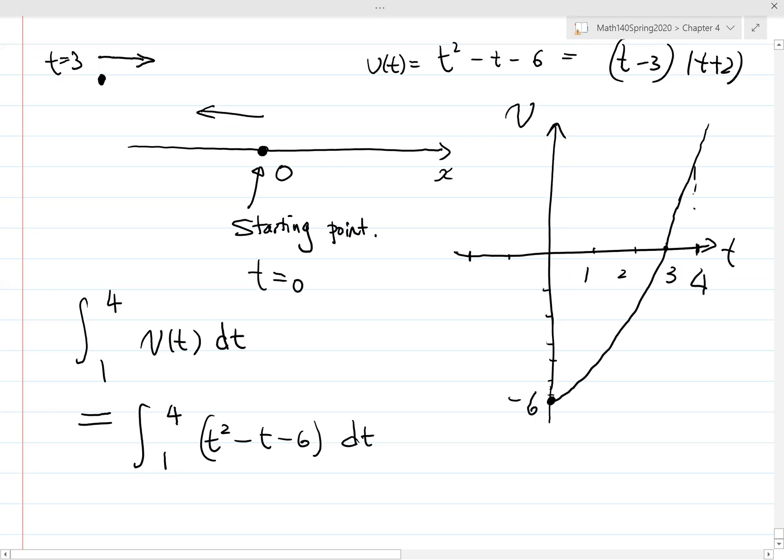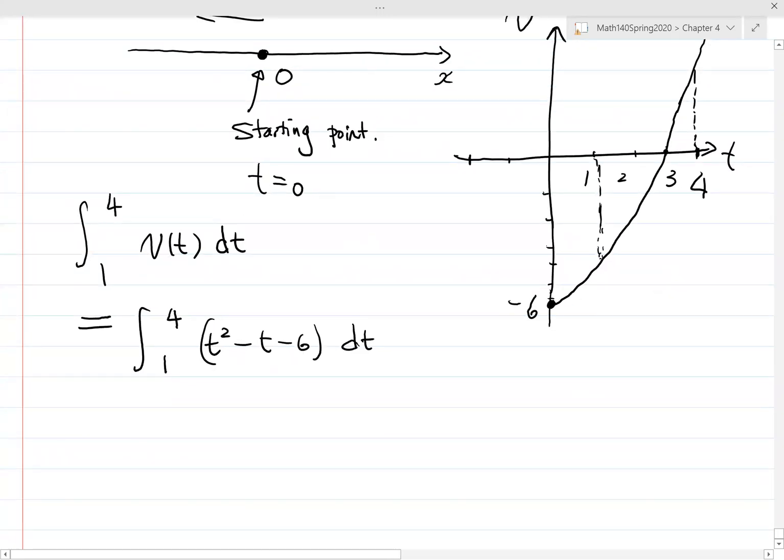Now you see from the picture, it looks like it should be from 0 to 4. From 1 to 4, it seems the area gives a negative contribution. So the displacement should be negative.